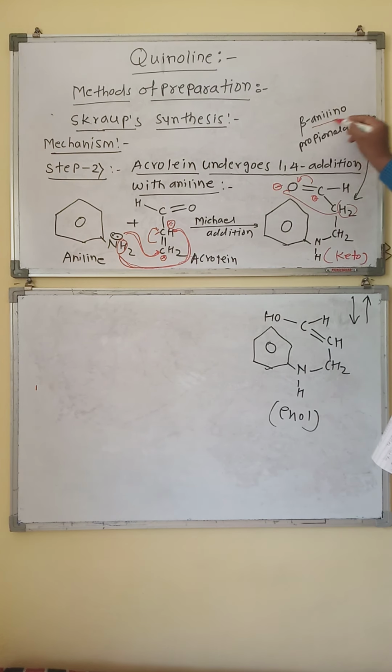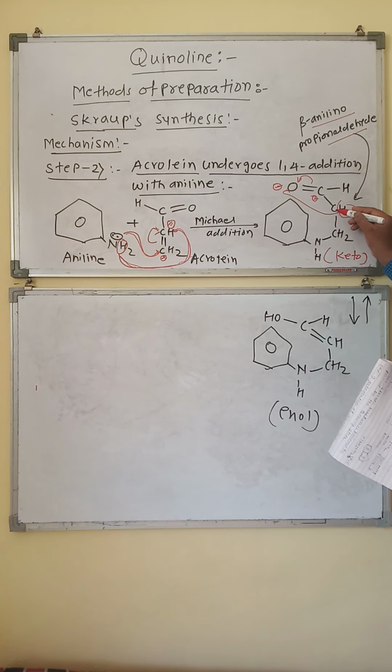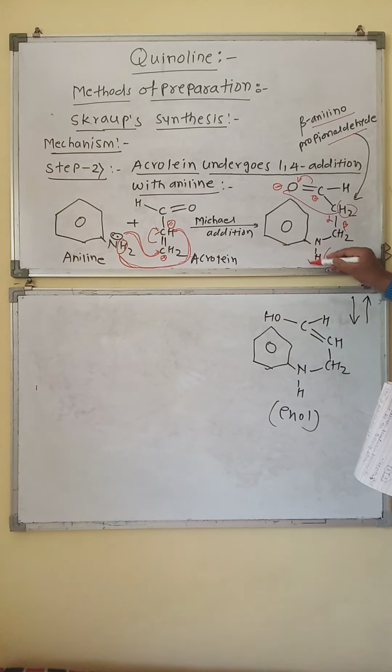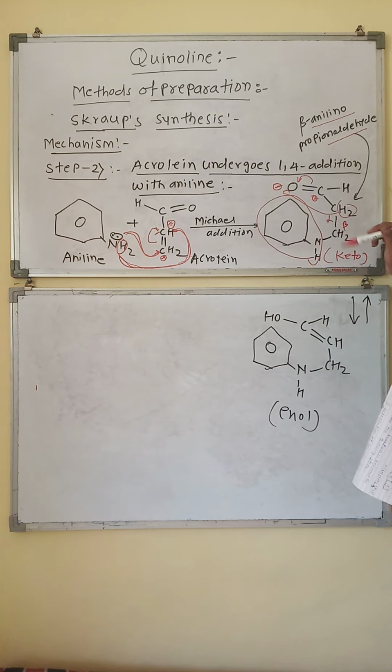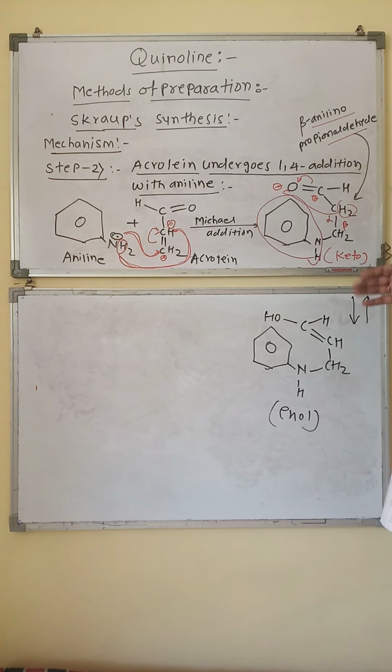It is called beta anilino-propionaldehyde. Now this carbonyl carbon is attached to this carbon, which is called the alpha carbon, and the next adjacent carbon to alpha is called the beta carbon. At the beta carbon there is the aniline group; this whole structure is aniline, so it is called beta anilino-propionaldehyde. Now look at the remaining structure: one carbon, second and third carbon, so there are three carbons, so it becomes propane. But there is an aldehyde group, so it is called propionaldehyde.